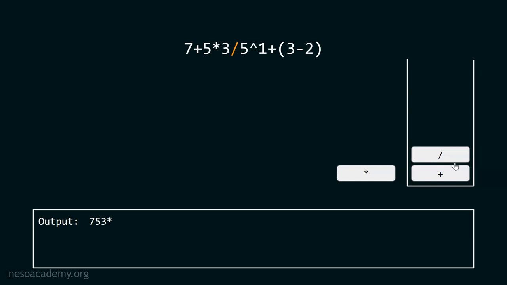Now I think it is making sense. If at all the precedence of the current operator is equal to the operator on the stack, we'll pop that operator out of the stack and then print that operator onto the screen.